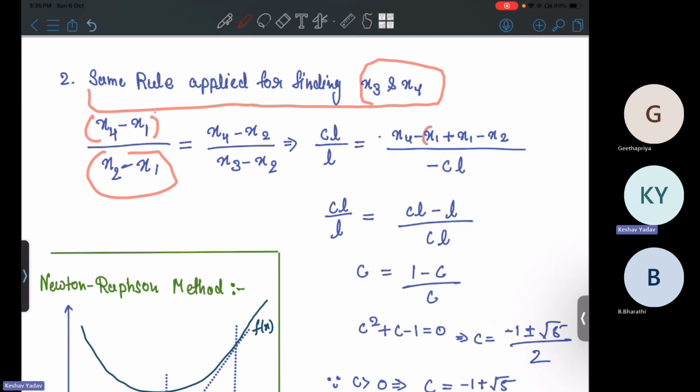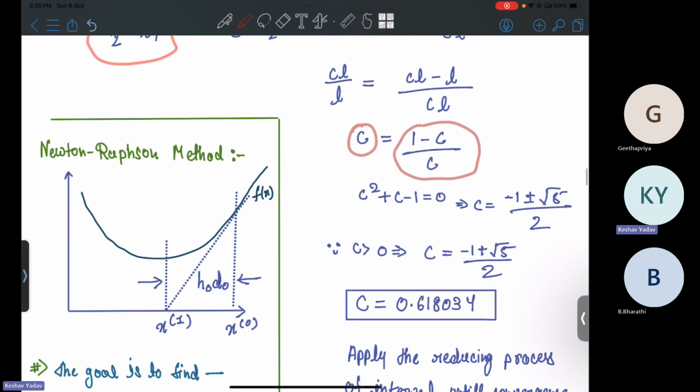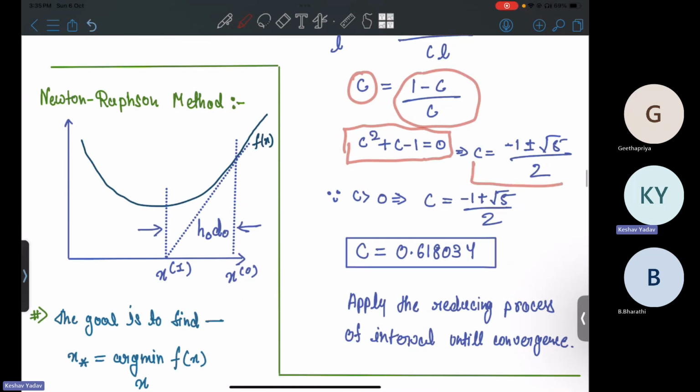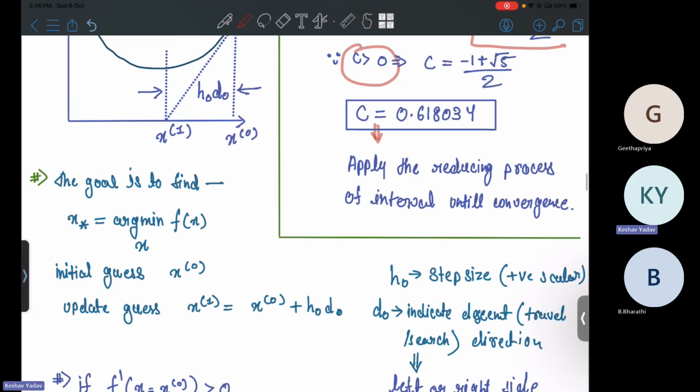So this can be written, if you add and subtract x1, you will get c equal to (1 minus c) divided by c. That will lead to a quadratic equation, c square plus c minus 1, means what? c will be equal to (minus 1 plus minus root 5) by 2. Since c cannot be less than 0, c is greater than 0, means what? (Minus 1 plus root 5) by 2 is the only possible root, which leads to c equal to 0.618. Means every time I am decreasing my interval to 61.8% of the earlier interval.